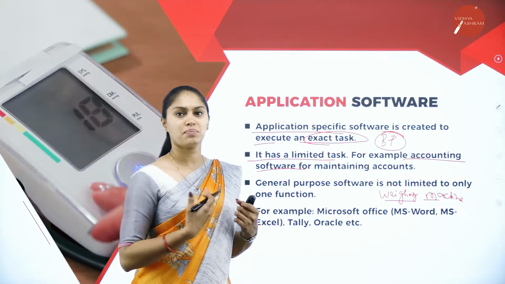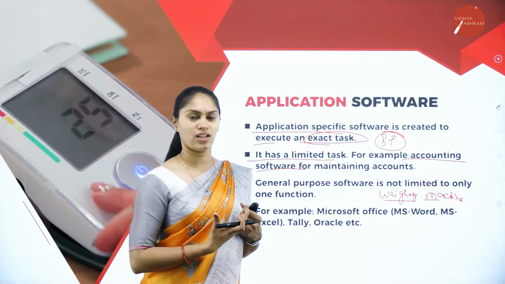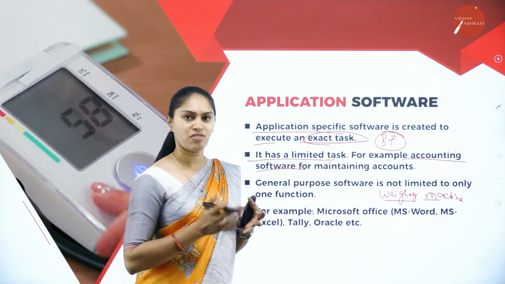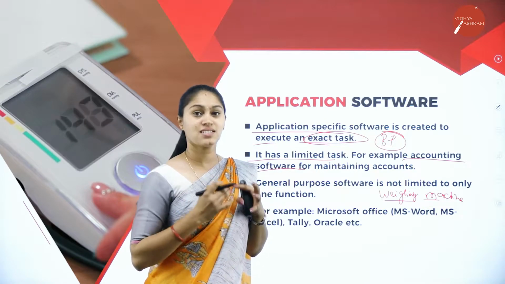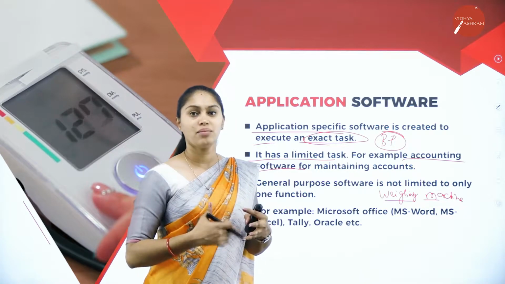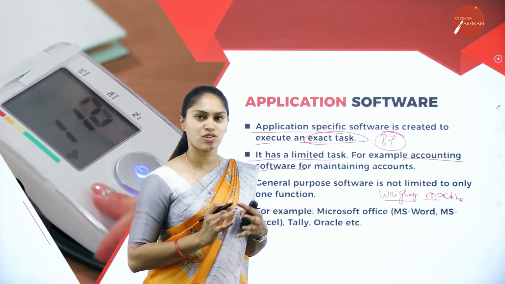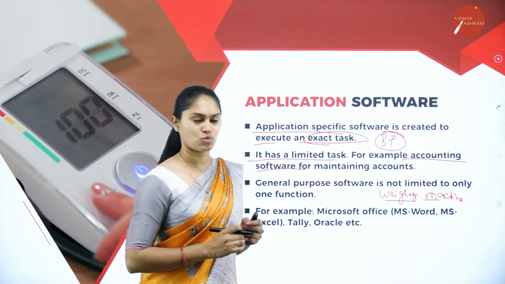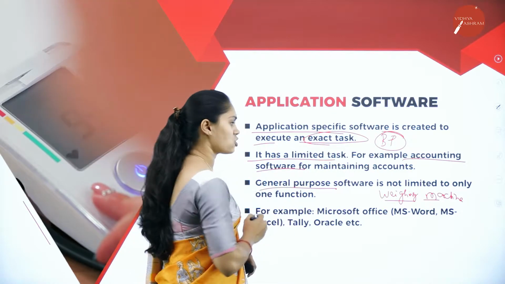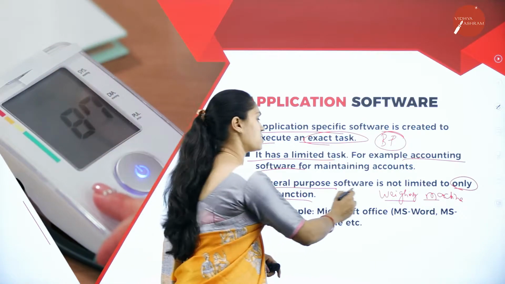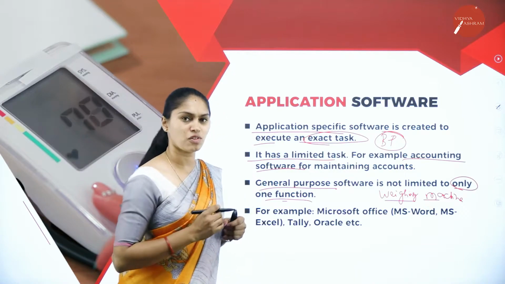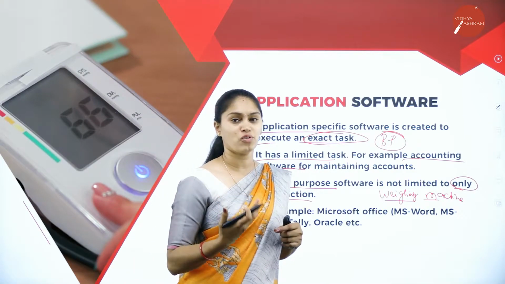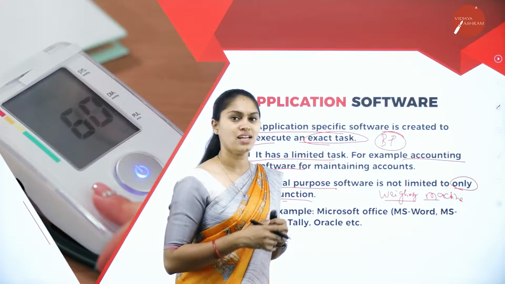It must be digitalized, then only are we going to call that software. If it is used for a particular purpose, or if it is used as a general purpose that can be used by many users with many different kinds of activities, then that will be termed as what? General purpose software. This general purpose software is not limited to only one function. By making use of that particular software, we can perform more than one task.